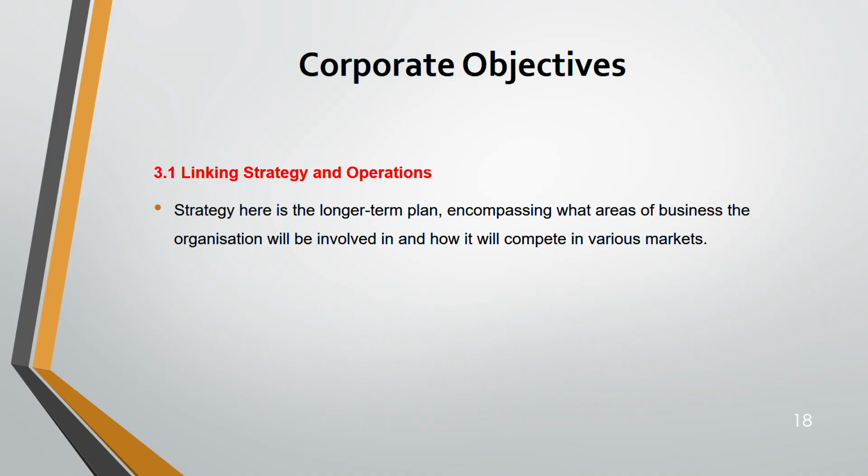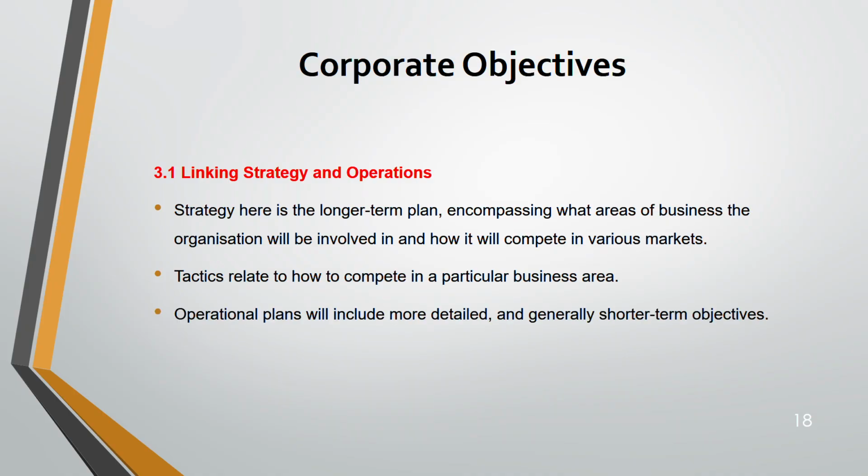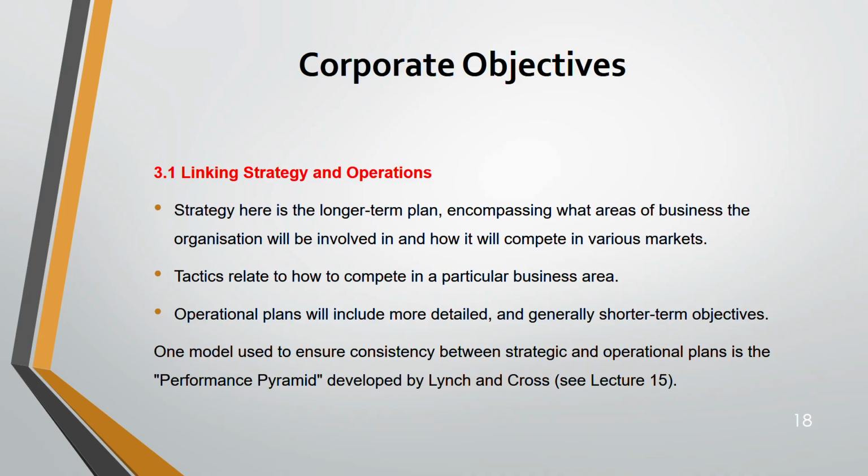Now, strategy here is a longer term plan. That means what area the business wants to be in, which industry the company wants to be in, and how they are going to compete in various markets. Tactics relate to how they are going to compete in that particular business area. And operational plans are very detailed and very short term. We have other models to ensure that there is consistency between your strategic and operational plans, for example the performance pyramid developed by Lynch and Cross, which we are going to cover in lecture 15.